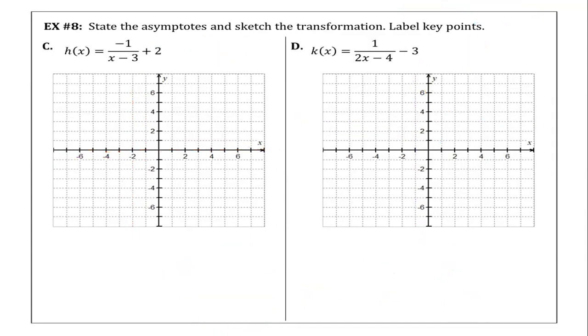All right, here we go. So on this one, our A is -1, agreed? Our H is +3, and our K is 2. So that means our vertical is at 3. Our horizontal is at 2. My X values are going 3 to the right, which means I'm adding 3 to them. Agreed? But my Y values are being multiplied by -1, and then I'm adding 2. Does that make sense?